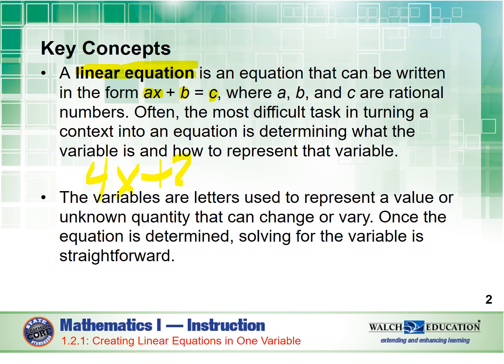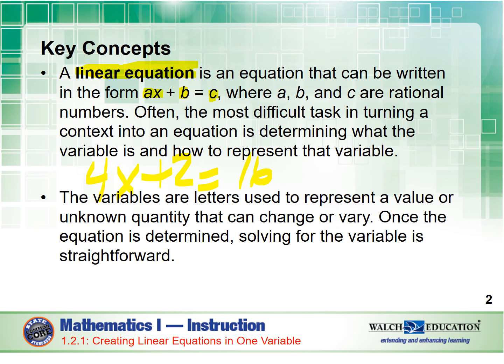4x plus 2 equals 16. So the 4 is our coefficient. The x is our variable. The 2 is a constant, and 16 is a constant. 16 will change, though, as x changes. So a, b, and c are rational numbers.